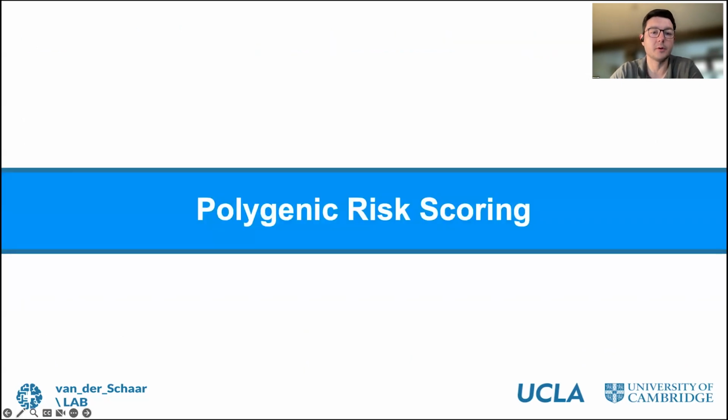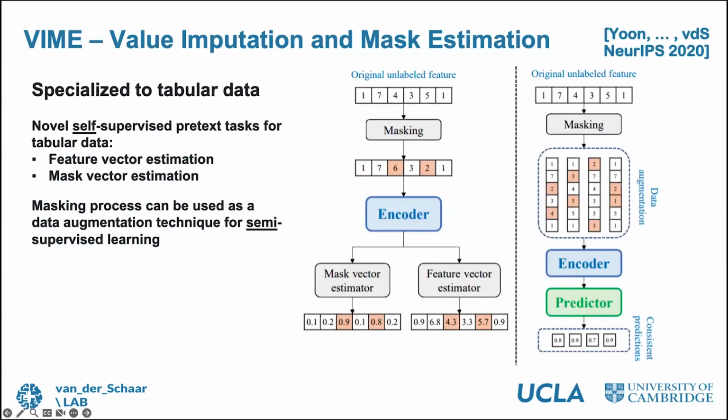So I'm going to begin by talking about a method that's been applied for polygenic risk scoring. And this first approach is a method developed in the lab by former PhD student Jinsun Yoon, as well as others in the lab and Professor Van der Schaar, called VIME. And this introduces a novel self-supervised approach for tabular data such as omics that allows us to learn from unlabeled data effectively to then be able to perform supervised tasks downstream.